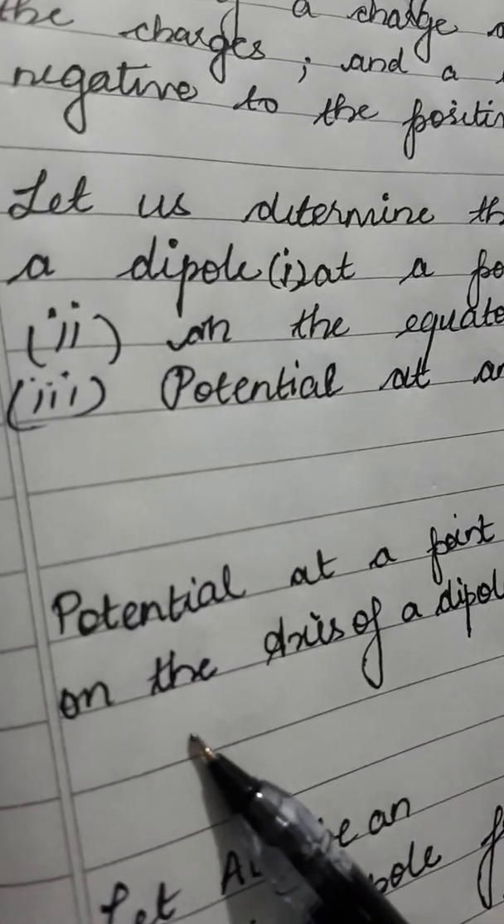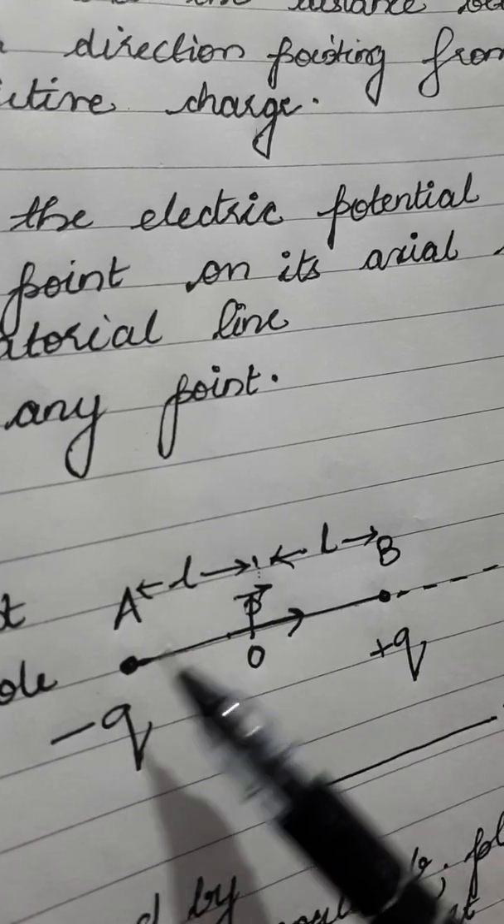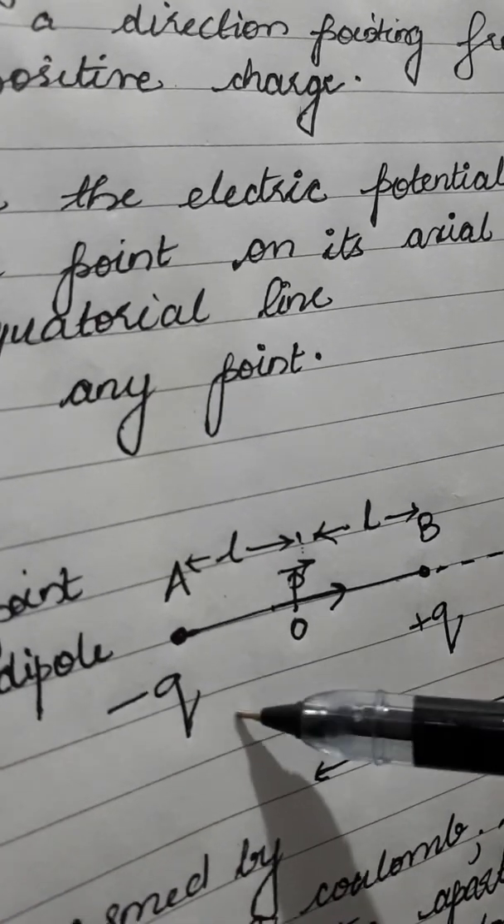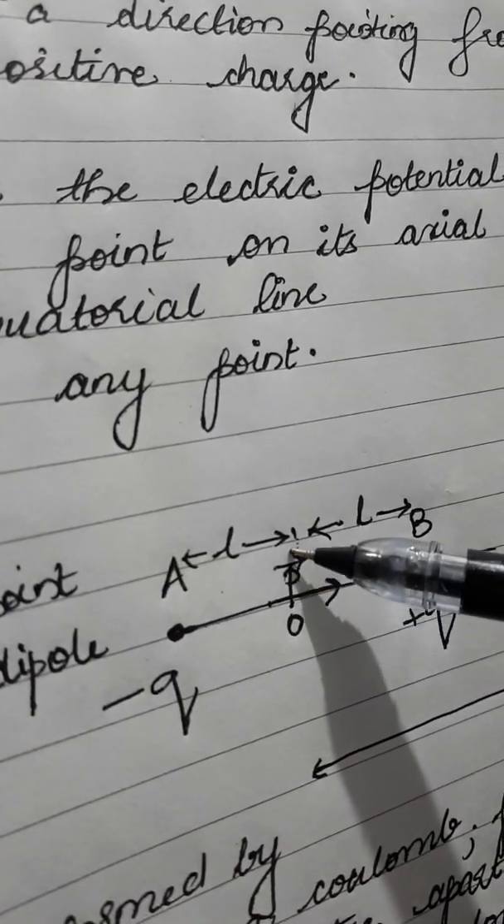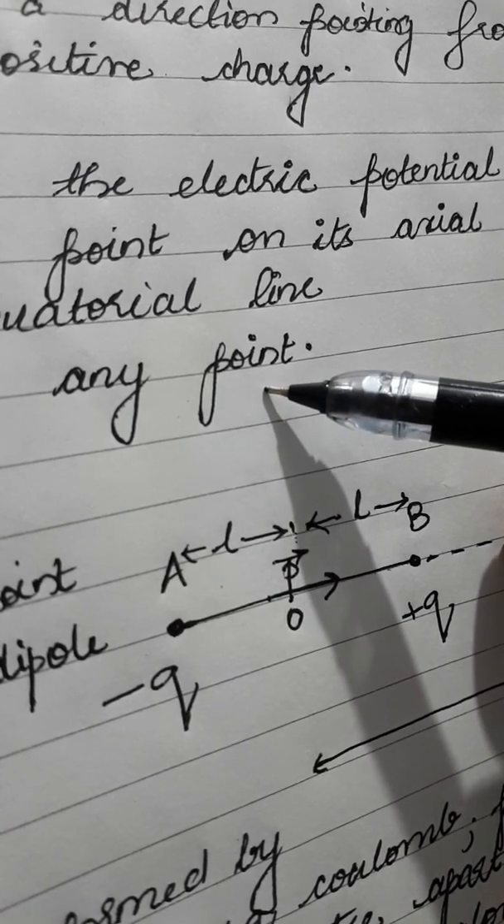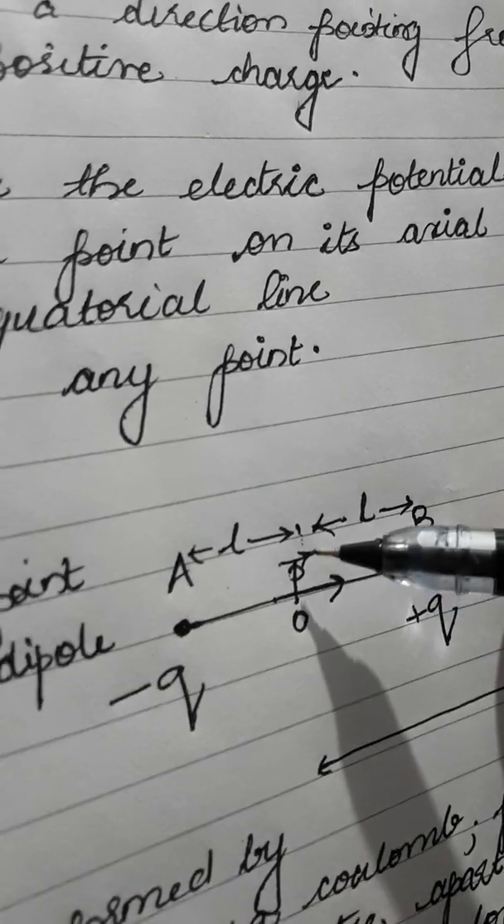In that case, there are three possibilities. One is the point is on the axis in this way, or the point is on the equatorial line. That means if I make a line over here and if the point is lying somewhere around in here, point P, that's the second case. And then third case is when the point is at any arbitrary position. Third case.